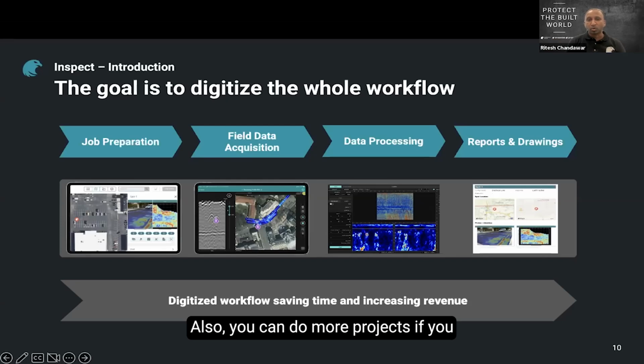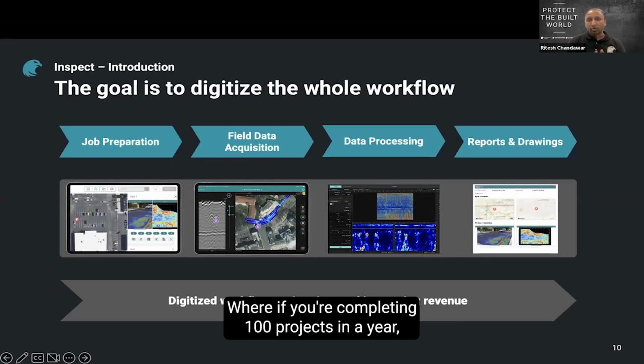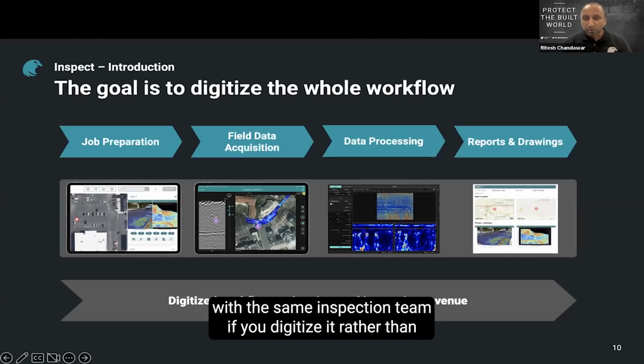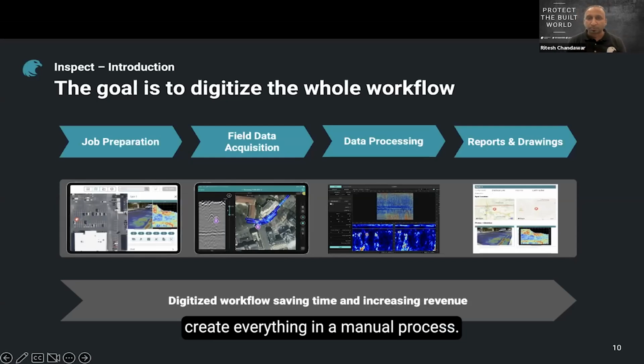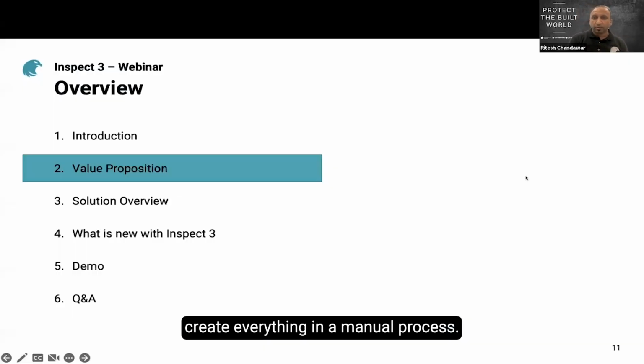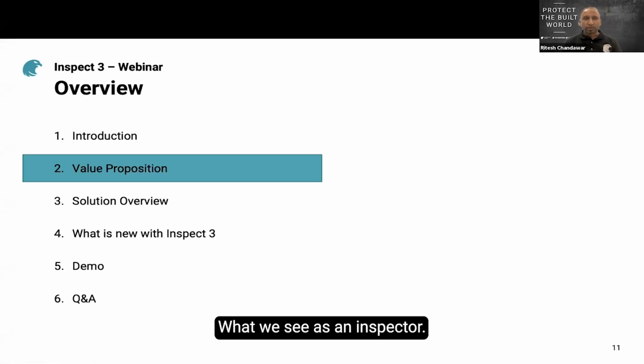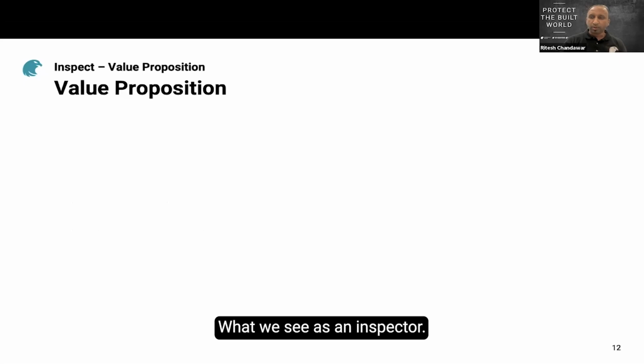Or you can also do more projects if you digitize your workflow. If you're completing 100 projects in a year, maybe you will be capable of doing double the projects with the same inspection team if you digitize, rather than doing everything in a manual process. With that, we'll look at some of the value propositions we see as an inspector.